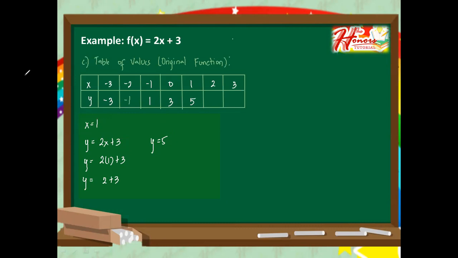Let's solve for the value of y when x is equal to 2. So we have here x equals 2. So that is y equals 2x plus 3. So y equals 2 times the value of x, that's 2 plus 3. Y is equal to 2 times 2, that's 4 plus 3. So therefore, y is equal to 7. So let's have 7 here.